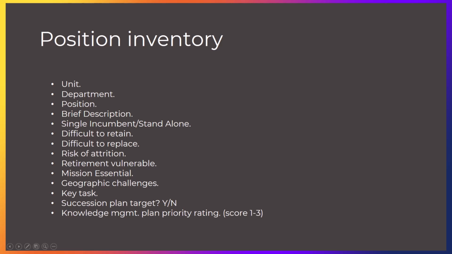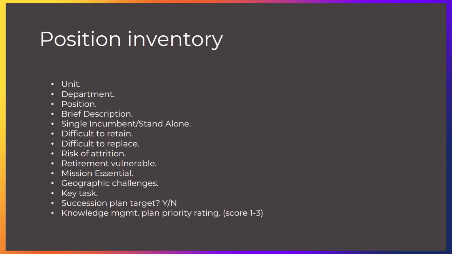Position inventory. So make sure you're taking inventory of each position. You need to know the unit, department, the position name, and a brief description of the position. Is it a single incumbent standalone? Is it difficult to retain? Difficult to replace? Is there a risk of attrition? Is it retirement vulnerable? Is it mission essential? Are there geographic challenges? Are there key tasks involved? Is it on a succession plan target?